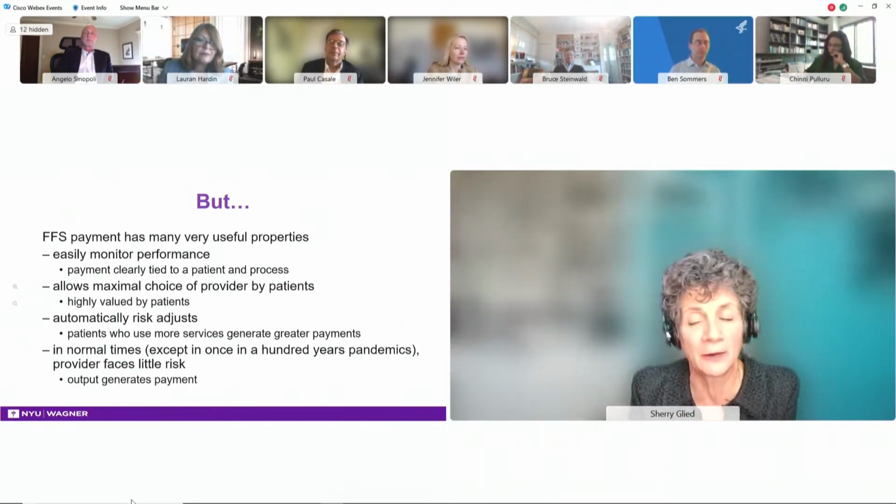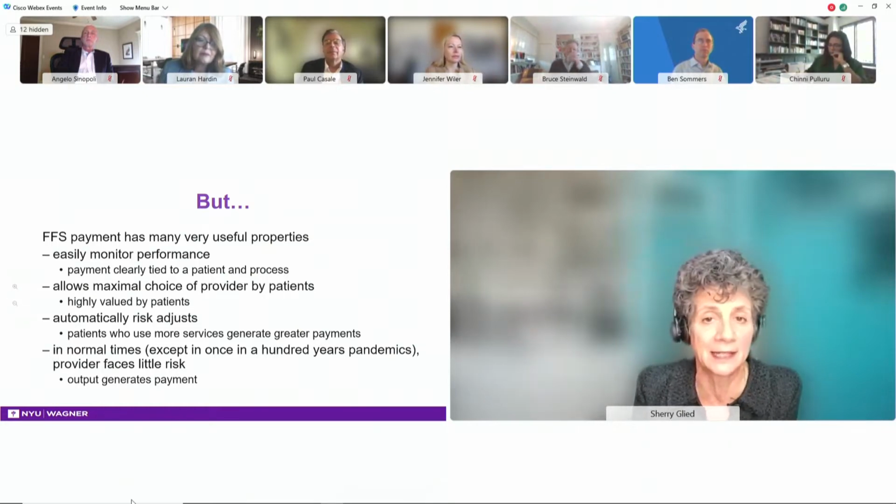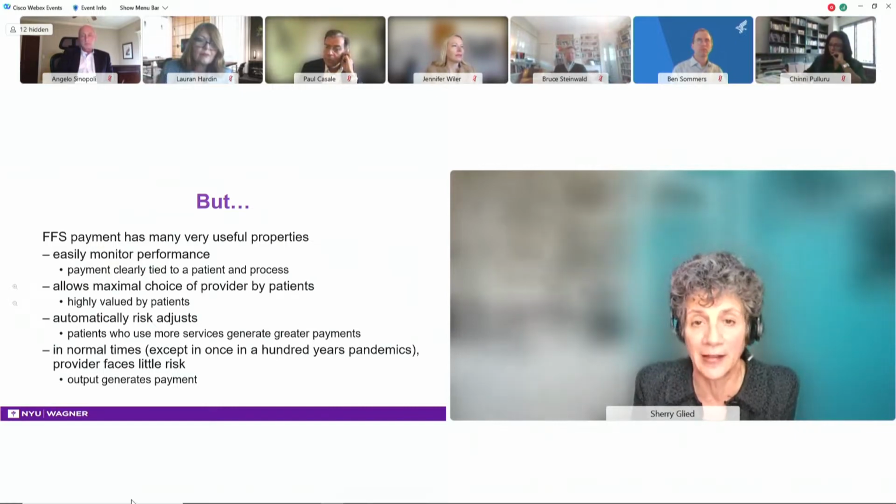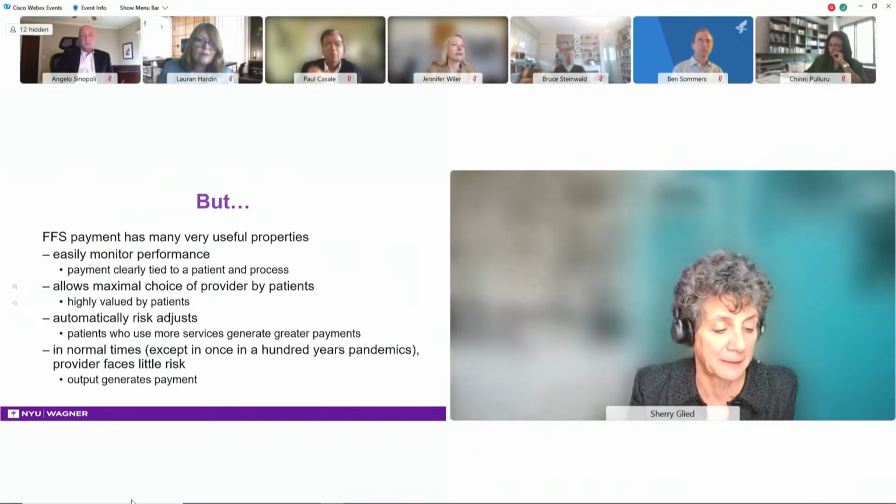Fee-for-service leaves providers with very little risk. The more they do, the more they get paid. If they do less, they get paid less. They control the amount of risk that they face in their operations. These are very important, valuable properties. Next slide, please.